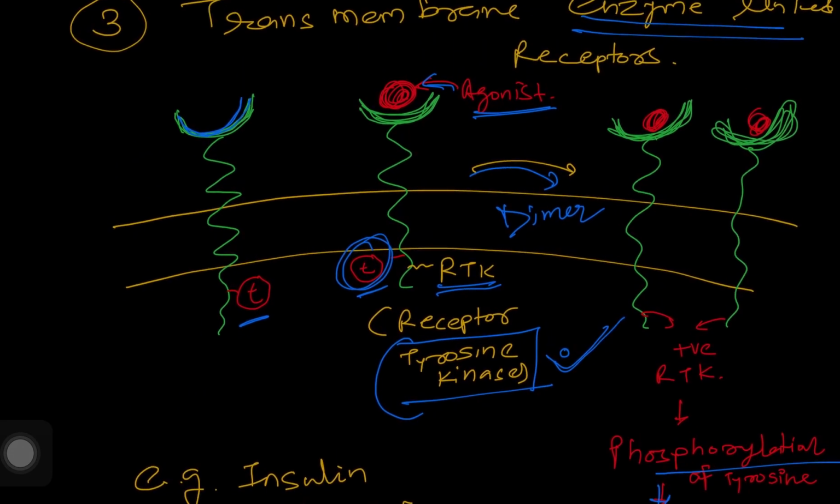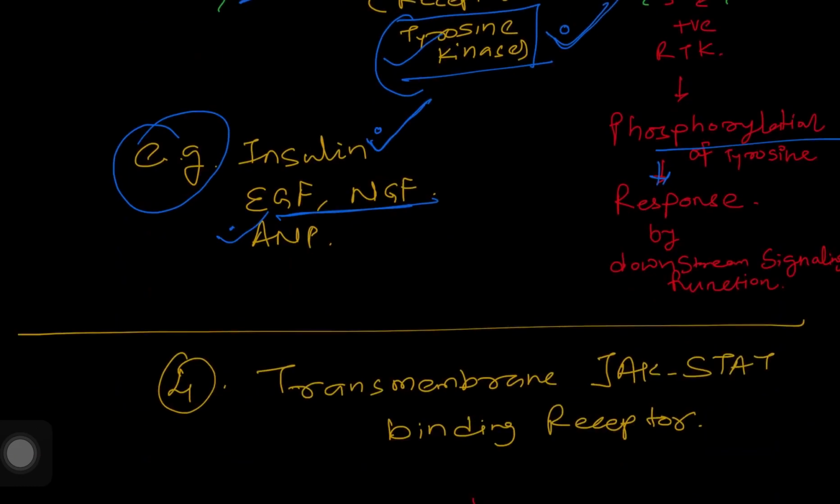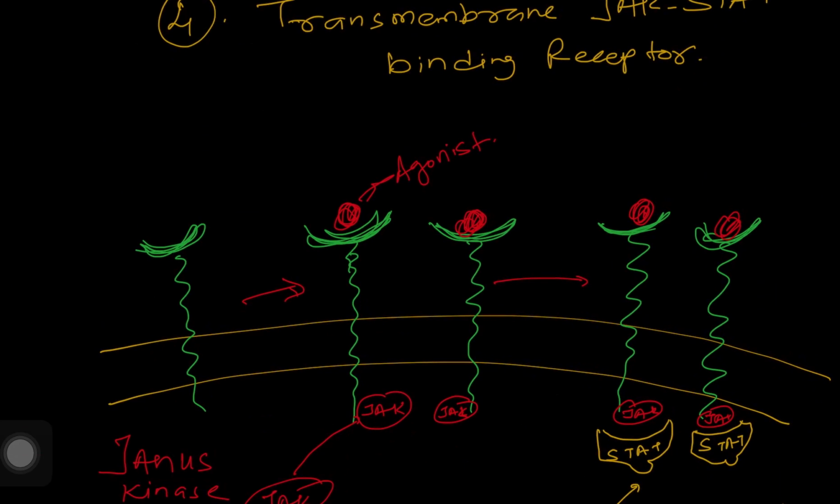So which are the molecules that act through this transmembrane enzyme linked receptor, or tyrosine kinase receptor? These are insulin, very important, growth factors, and atrial natriuretic peptide. So these are some examples of the endogenous or exogenous substances which act through this transmembrane enzyme linked receptor where the enzyme is tyrosine kinase. Another enzyme associated with this kind of transmembrane receptor is Janus kinase.